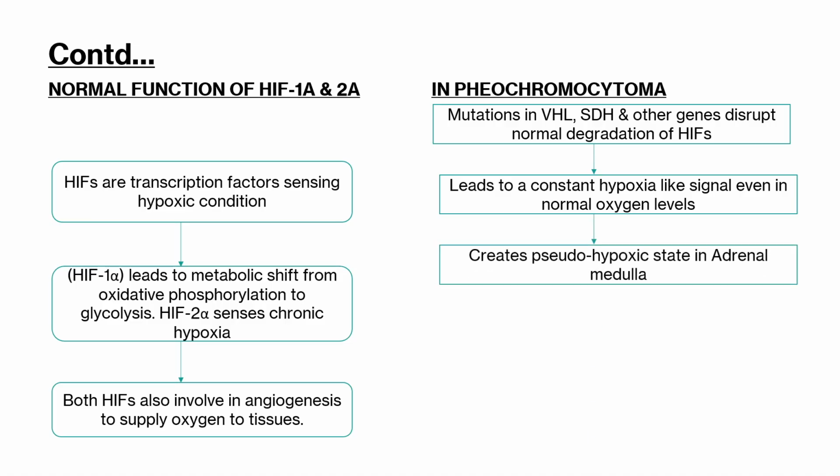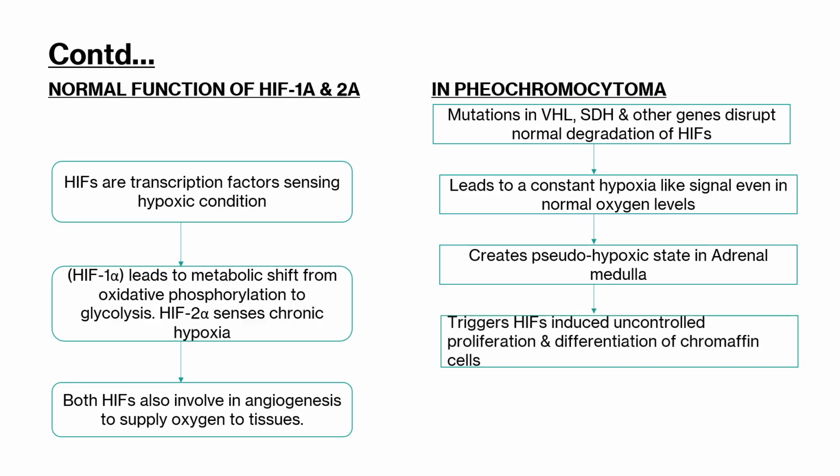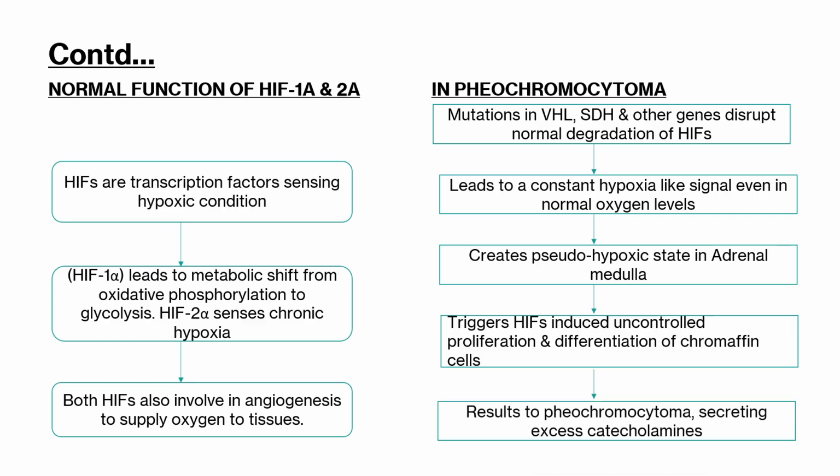So this creates a pseudo-hypoxic state in the adrenal medulla, and this triggers the hypoxia-induced factors to induce uncontrolled proliferation and differentiation of the chromaffin cells, resulting in excess secretion of catecholamines. So such things happen in pheochromocytoma. Now we are going to morphology.